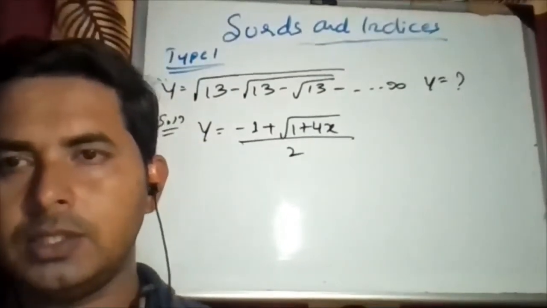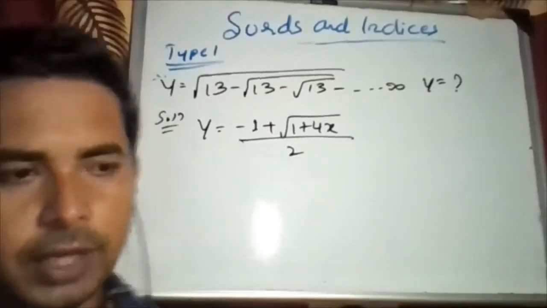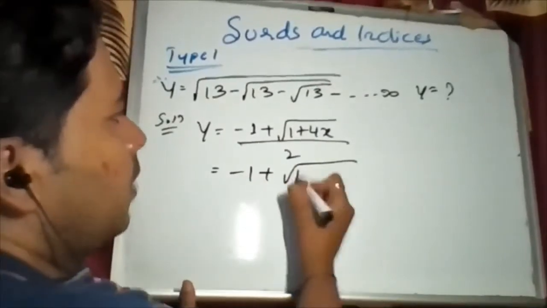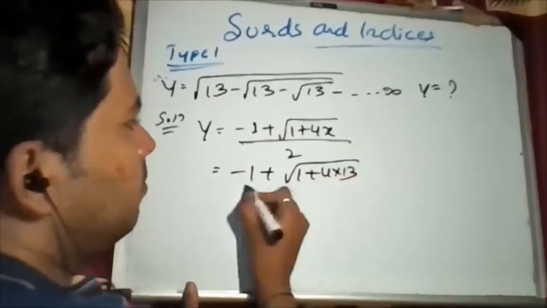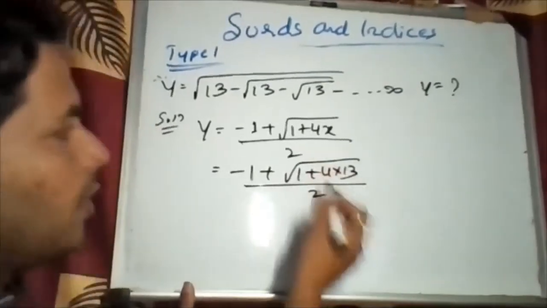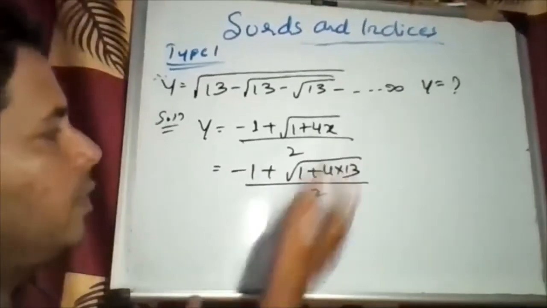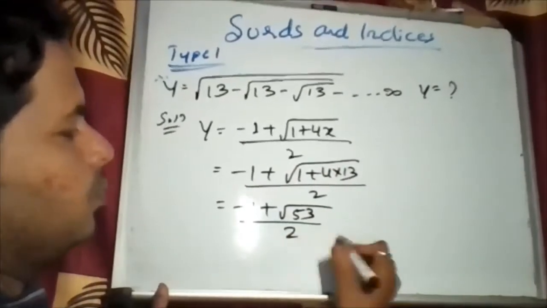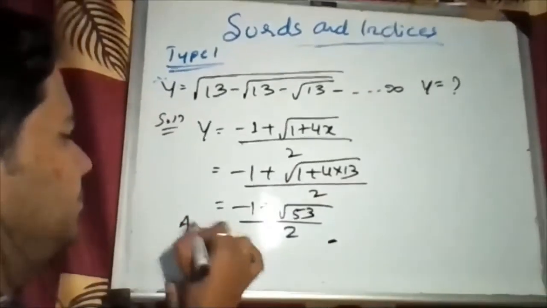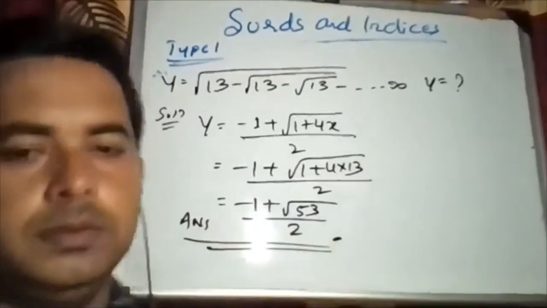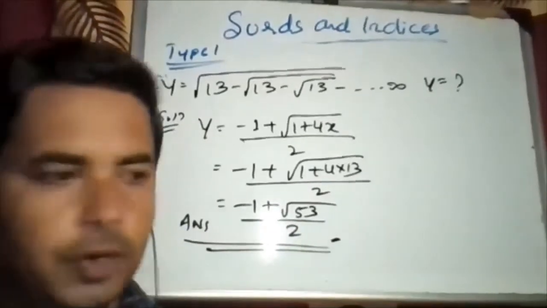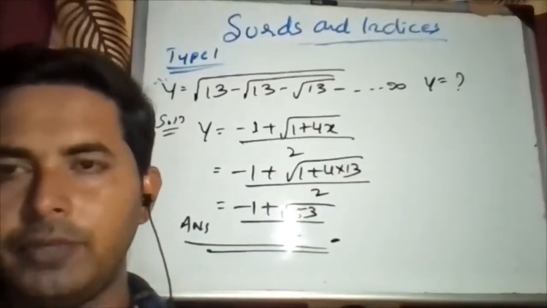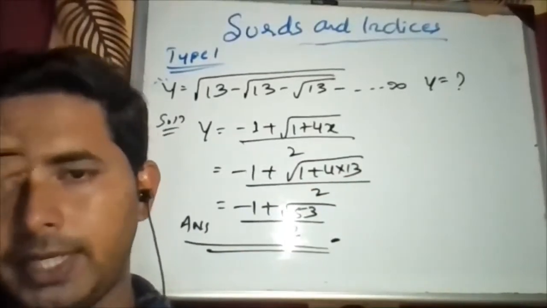Yes. So now apply the value of x. So if I do here minus 1 plus square root of 1 plus 4 into 13, by 2. Okay, 13 into 4 is what? 52. 52 plus 1, 53. So minus 1 plus root of 53 by 2. Okay, this is your answer. Yes, this way you have to find the value when you have a minus sign and infinity is given. Okay, infinity is given.